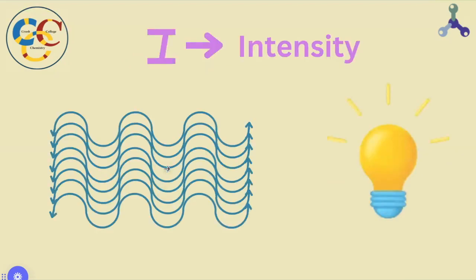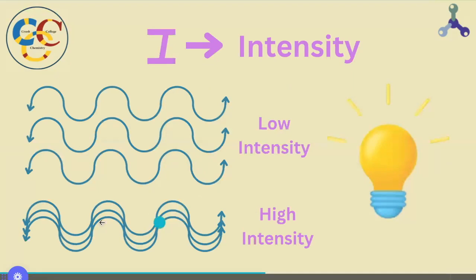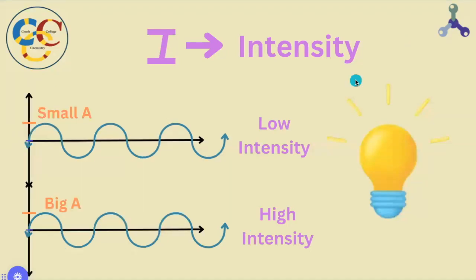Intensity is a little unique. It's essentially a measure of how concentrated light waves are when they strike a particular area of space. The greater the number of waves per unit of space, the higher the intensity. So as you can see, these are very smushed together, so this is a higher intensity than these are. Another indicator of intensity is the amplitude, where a bigger amplitude means a bigger intensity and a lower amplitude means a lower intensity.